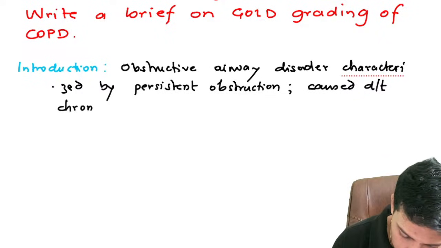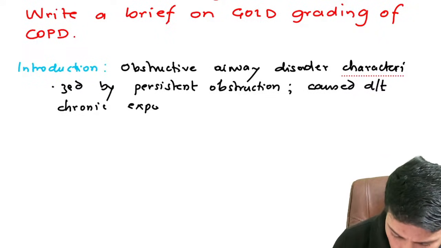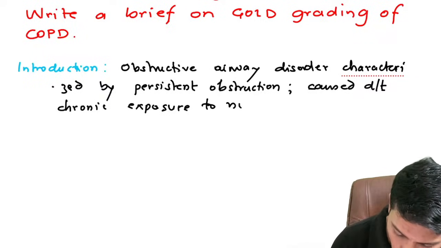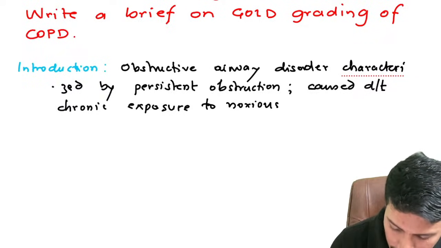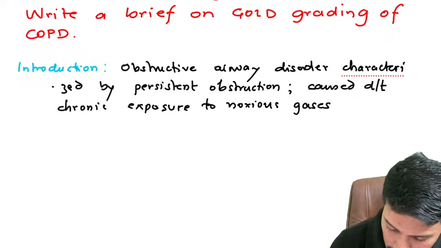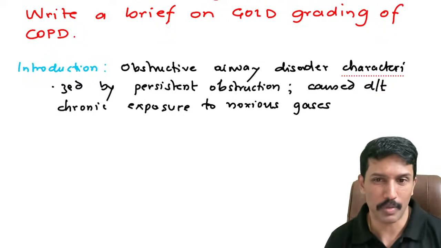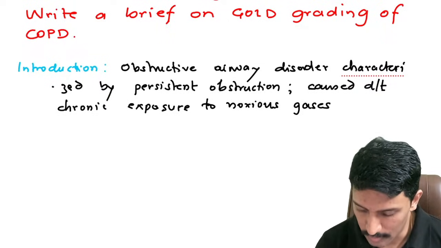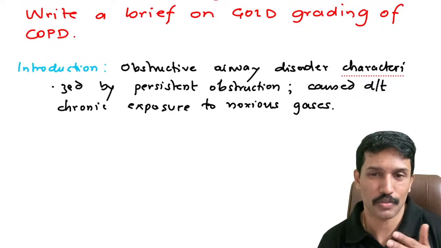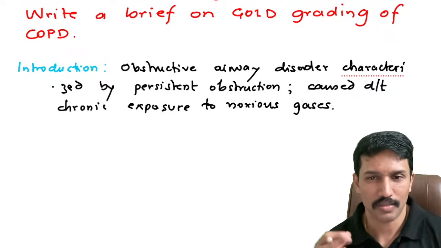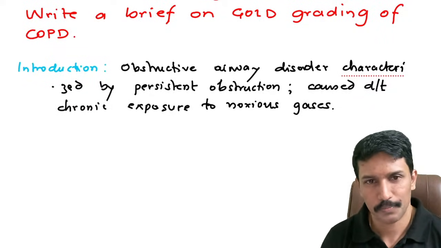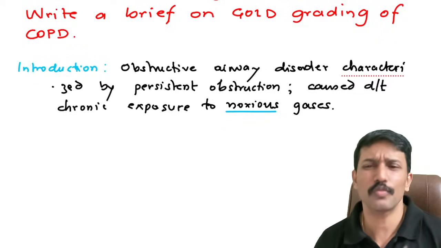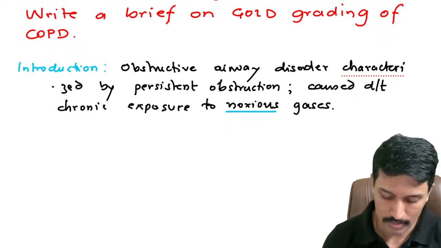chronic exposure to. Don't write smoking. Smoking is not the only cause. Noxious gases, harmful gases. Now, being in Delhi itself may be a risk factor for development of COPD in the near future, because you know the AQI and the amount of noxious gases you may end up inhaling if you are in such polluted places. So the word is noxious gases, harmful gases. Smoking is one of those harmful gases.